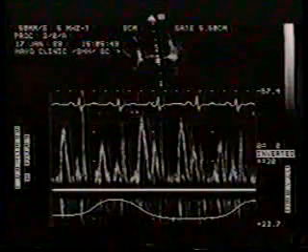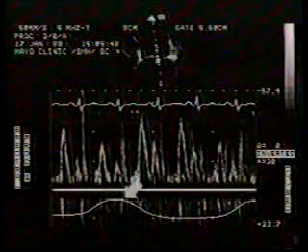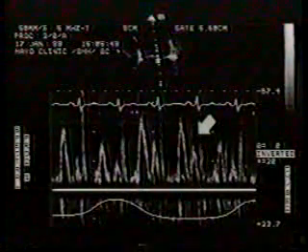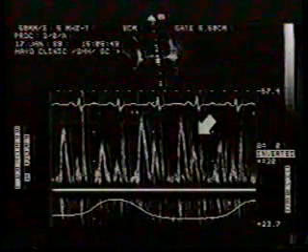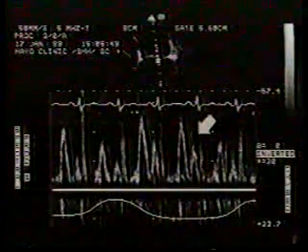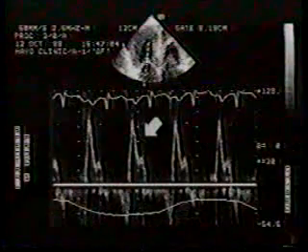You can now appreciate that with careful attention to the effect of respiration, Doppler echocardiography is uniquely suited to non-invasively distinguish patients with constrictive pericarditis from those with restrictive cardiomyopathy.